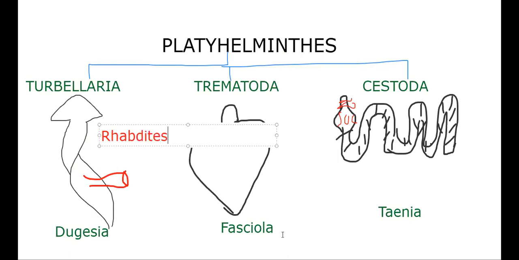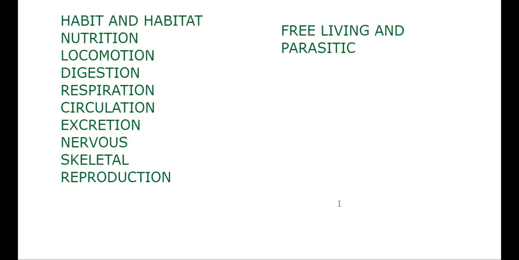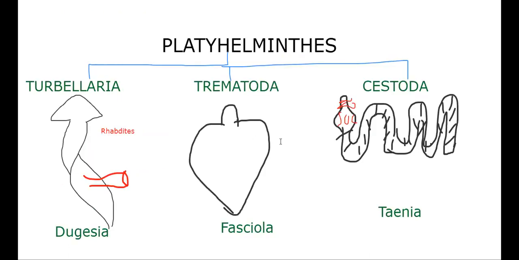So let me increase the font size. Rhabdites are a characteristic feature of Turbellaria. Okay, next, digestion. We need to talk about the digestion. What is the digestive system, how is it? For that we need to go for the type of alimentary canal. You may have seen this is the mouth. The mouth is on the ventral side.